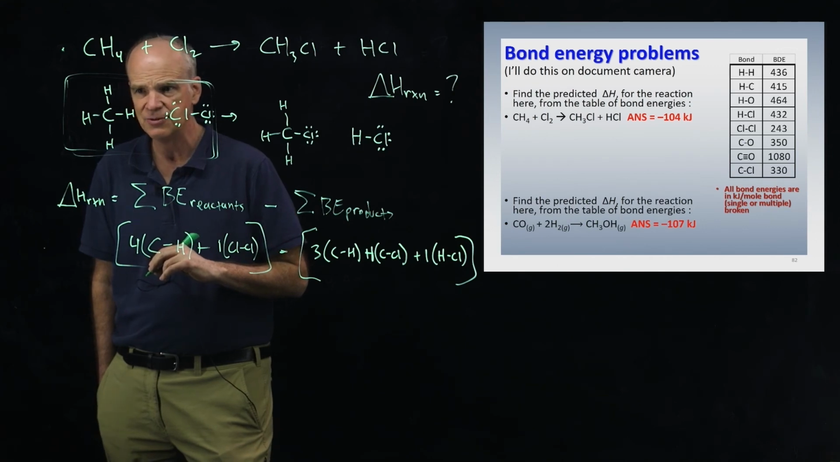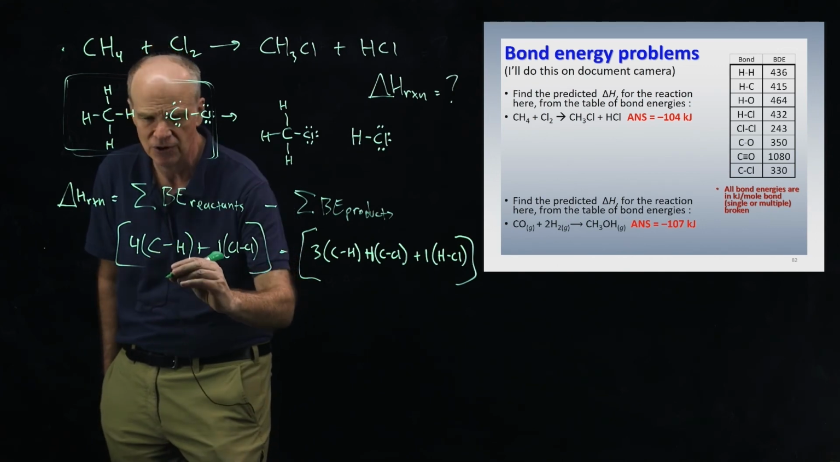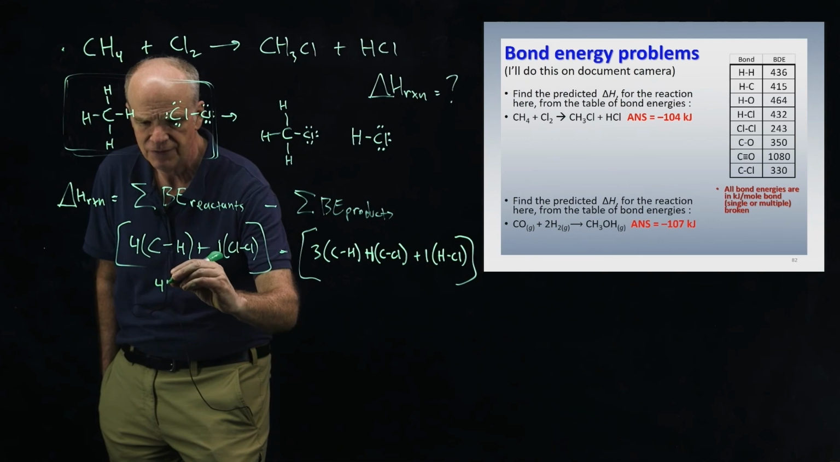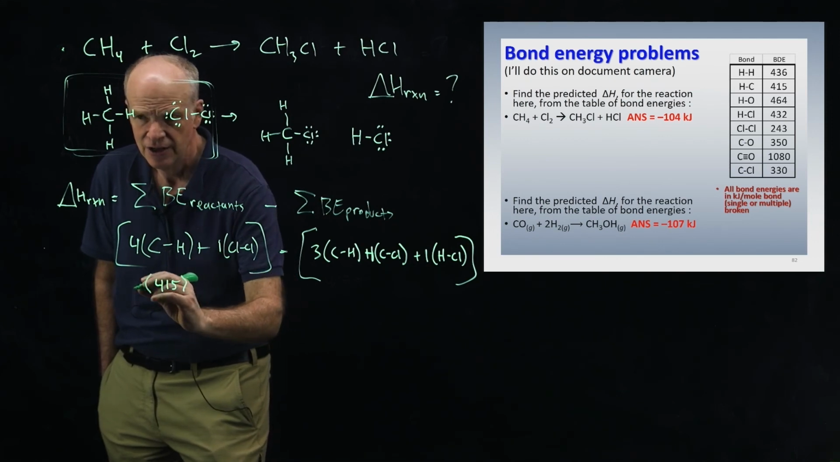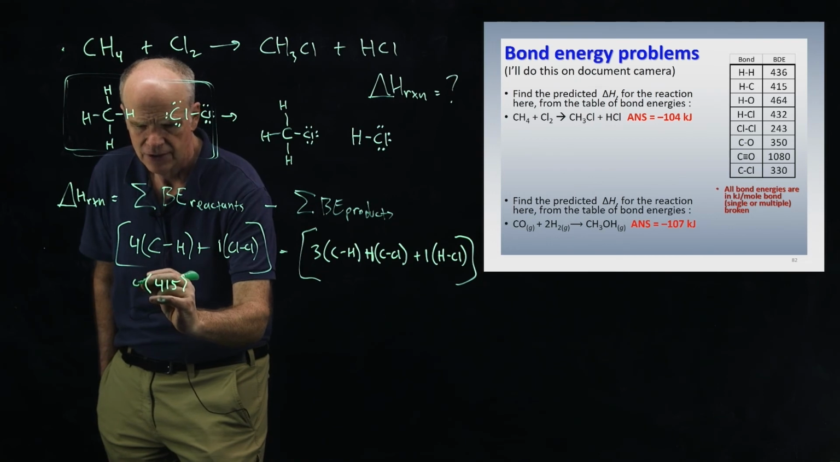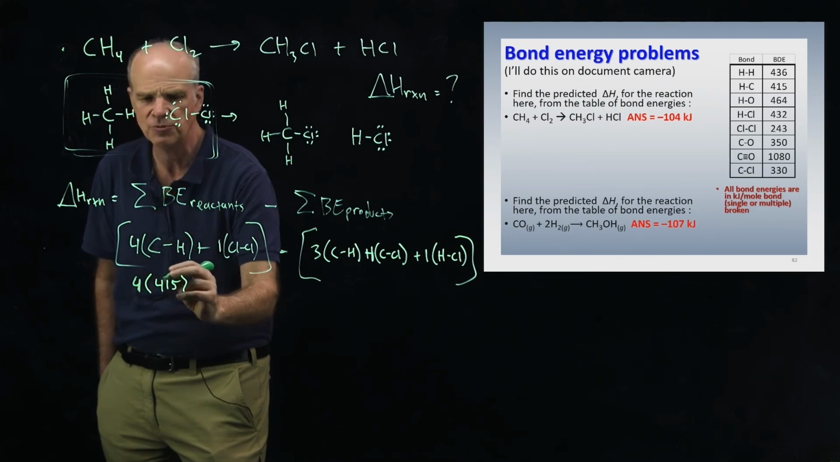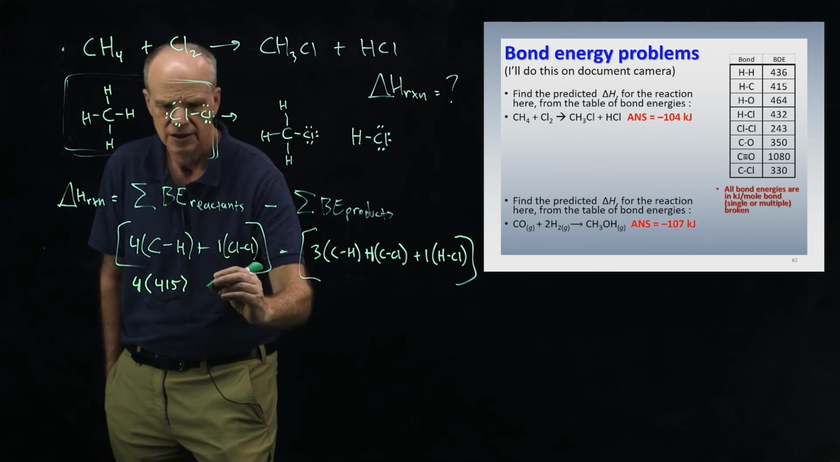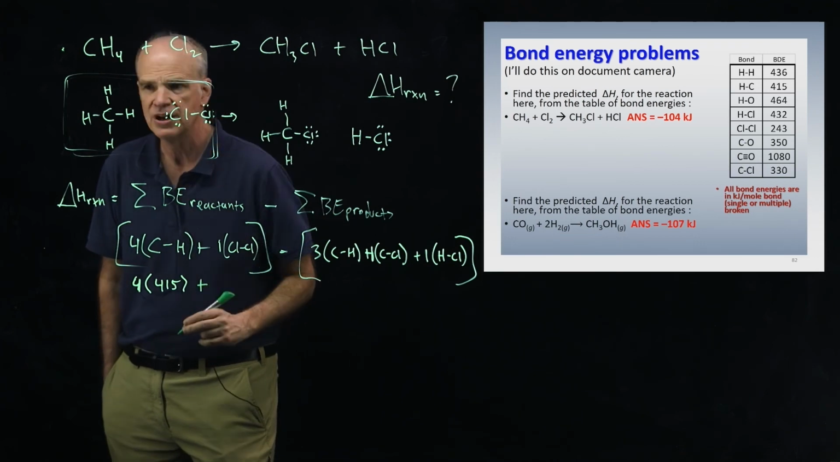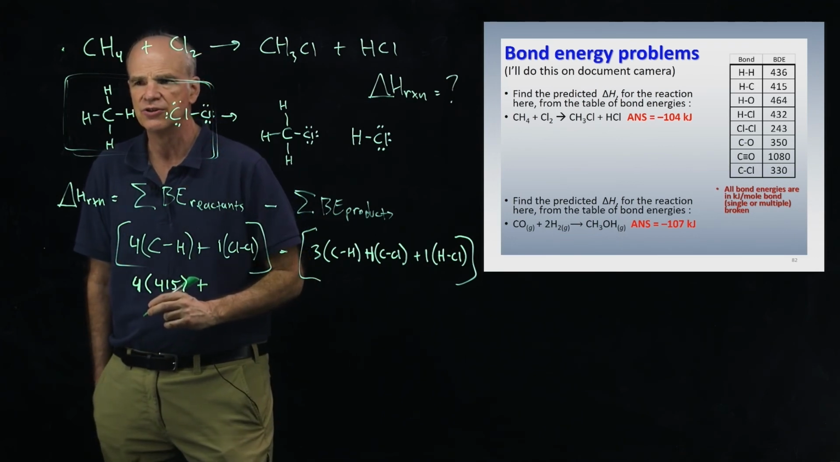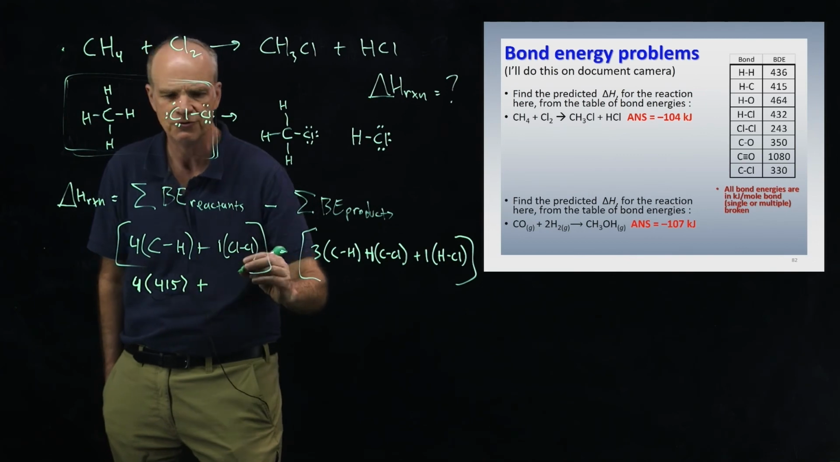So the carbon-hydrogen bond energy that I see in the table is 415 kilojoules per mole. So I'm going to leave out that unit. And so you're going to have to multiply that by 4. Now we're going to have to look up the bond energy for diatomic chlorine with a single bond. It's 243.